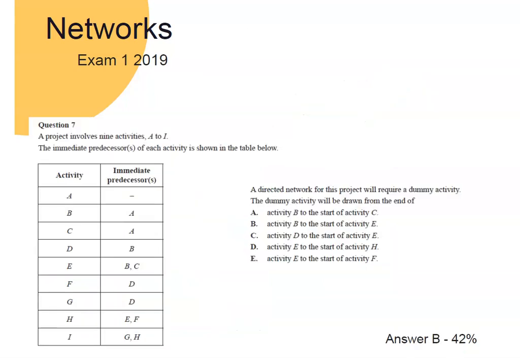Okay, the next question here, we're given a precedence table for a project. So we've got 9 activities A to I, and we can see the immediate predecessor of each activity there. And so a directed network for this project will require a dummy activity. And a dummy activity is going to be drawn from where? So remember, with your dummy activities, you're looking in your precedence table at any activity that appears in multiple parts, or as multiple predecessors.